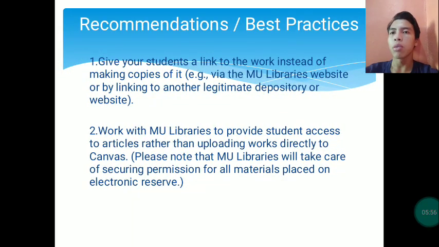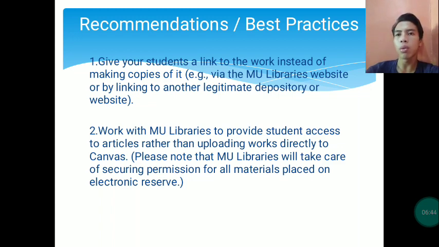And recommendations or best practices. As an educator, the best practice is to give your students a link to the work instead of making copies of it, via the MU Libraries website, or by linking to another legitimate depository or website. MU Libraries means Misamis University Libraries of the Philippines, which maintain a strong library collection capable of supporting instructional, research, or bibliographical needs of both students and faculty.